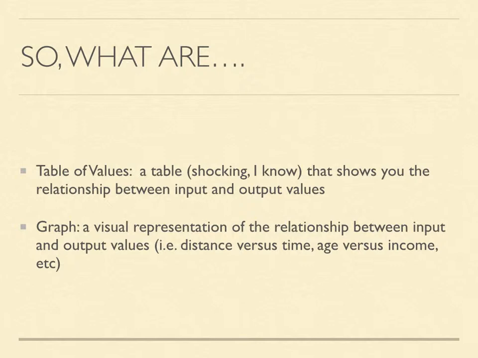A graph is a visual representation of the relationship between input and output values. So again, we're taking what we see in a table of values and showing that relationship in a visual manner that's very easy to identify. So some examples of reasons and relationships we may graph are distance versus time, age versus income, other things along those lines.